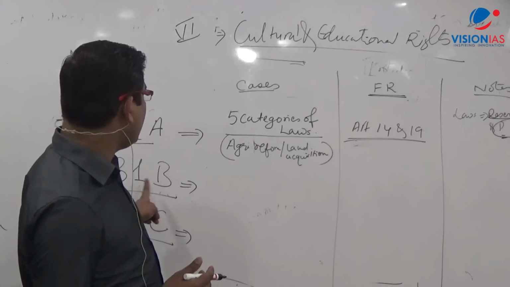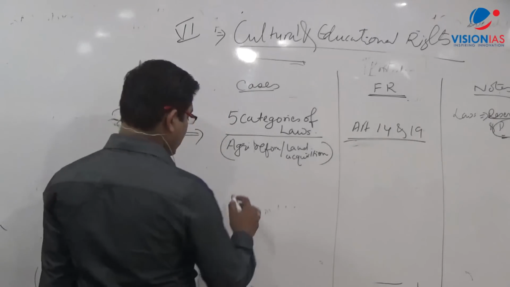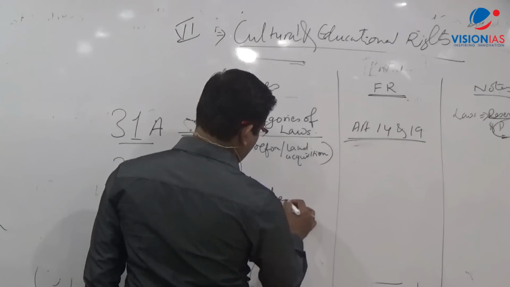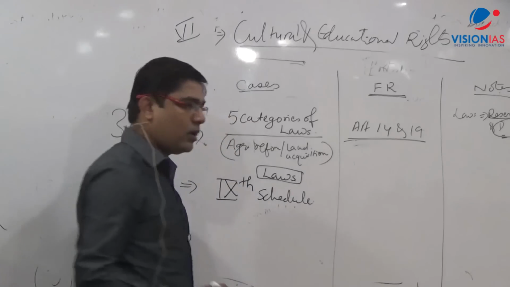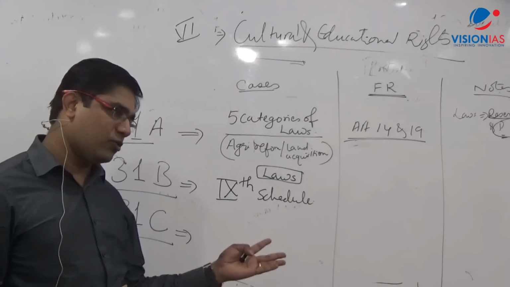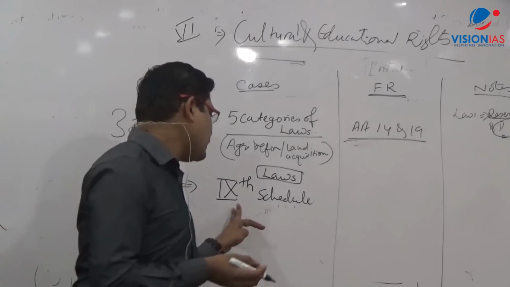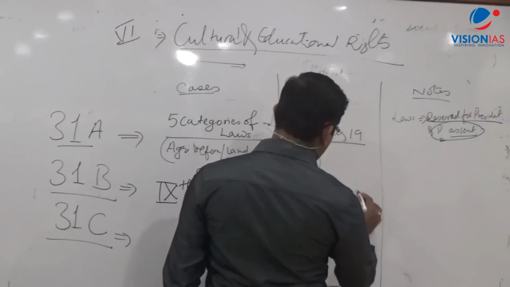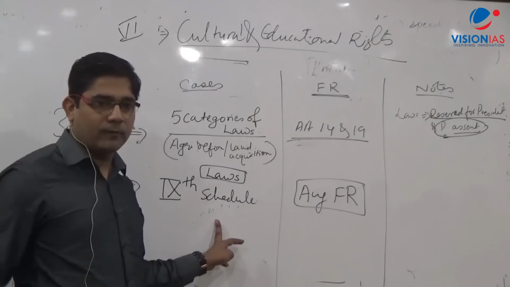Now Article 31B talks about the 9th Schedule. It talks about the laws which are placed in the 9th Schedule. I'll explain that. Here any law can be included, not only 5 categories of law. Any kind of law you have passed and then put into the sack. Yesterday I explained there is a 9th Schedule, the sack. If you put it into the 9th Schedule, then you cannot challenge it on the basis of any fundamental right.